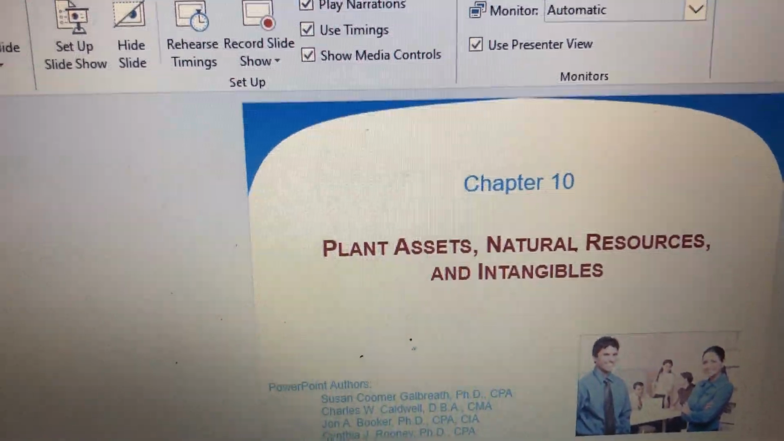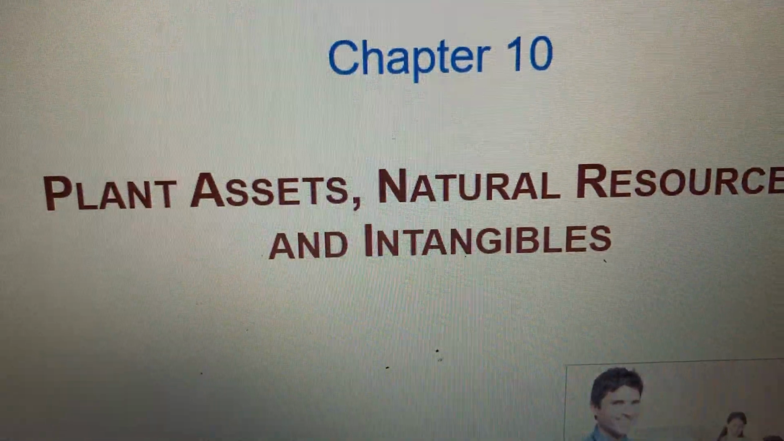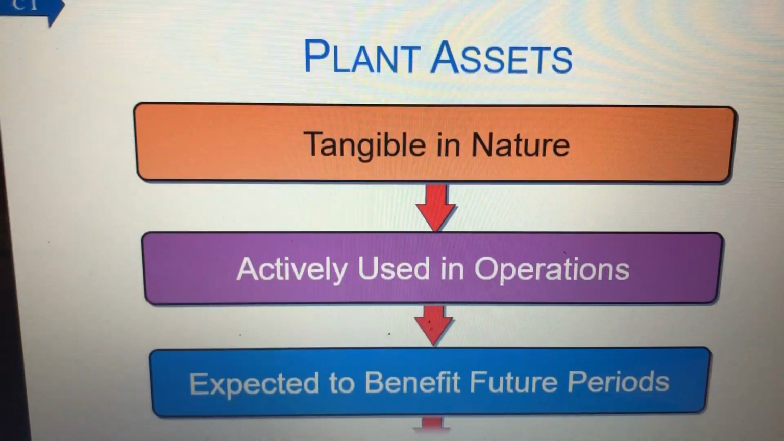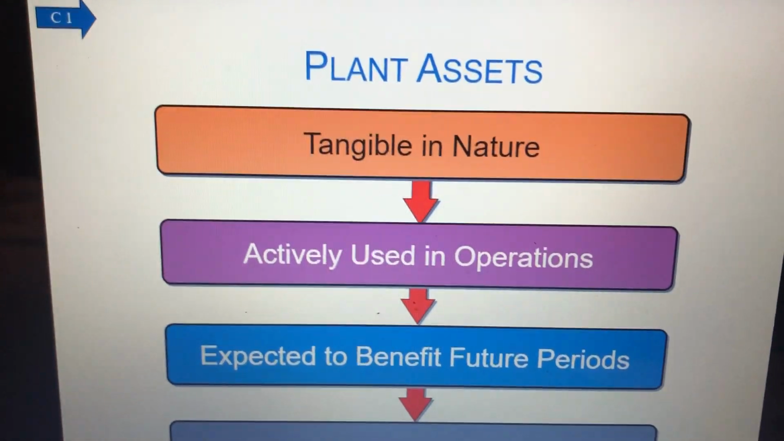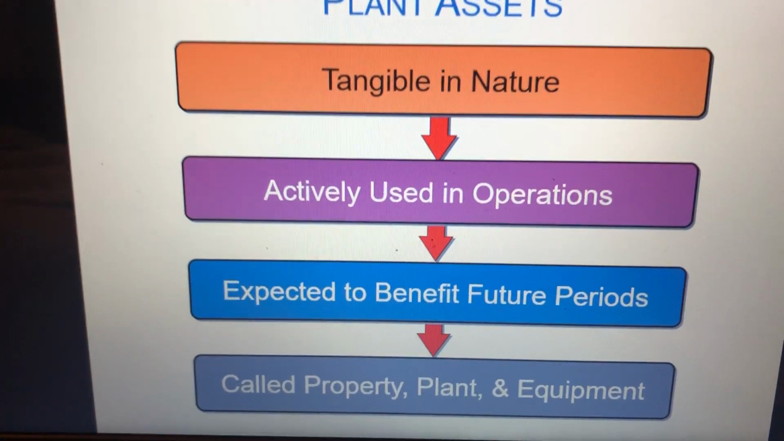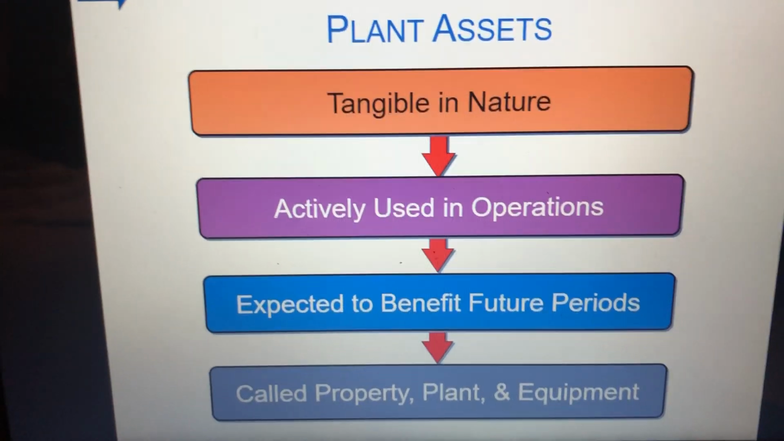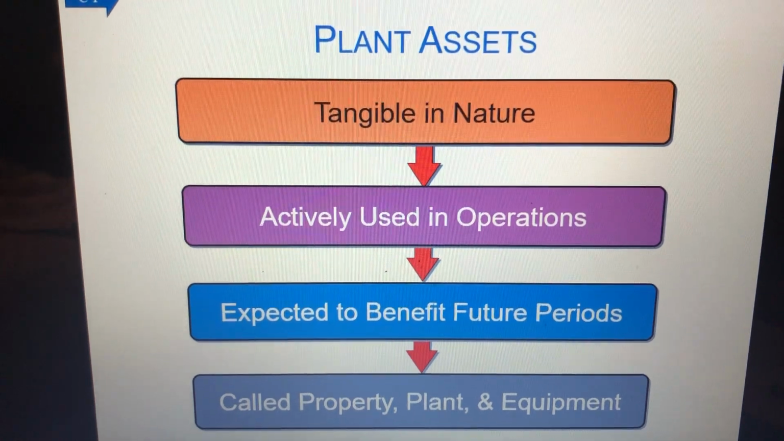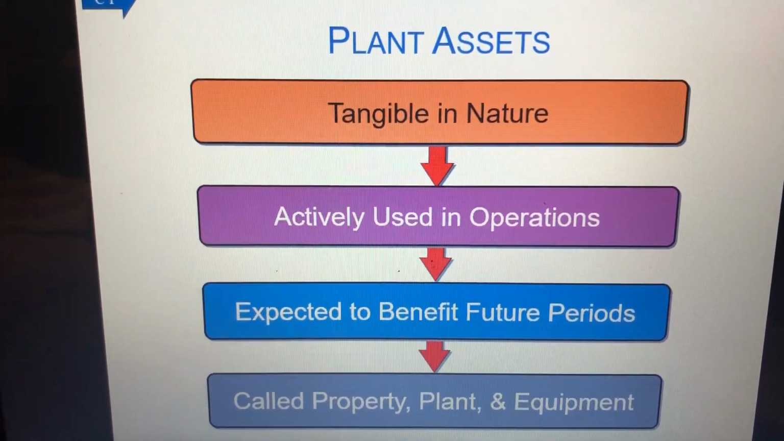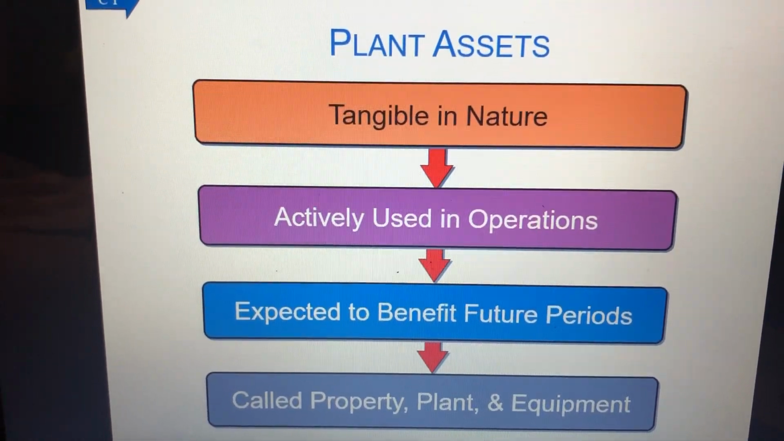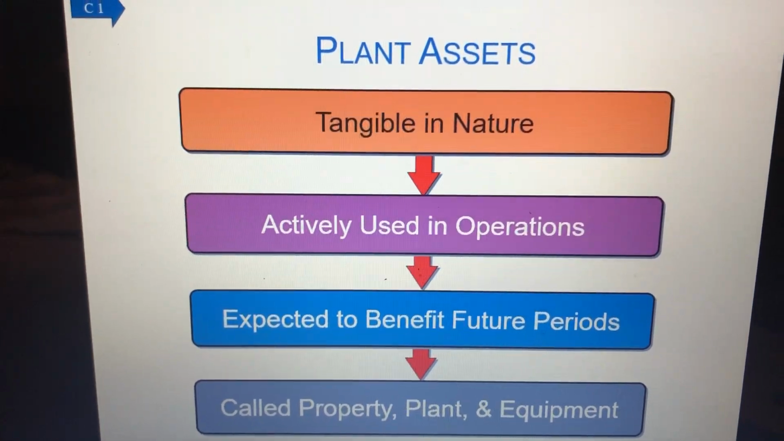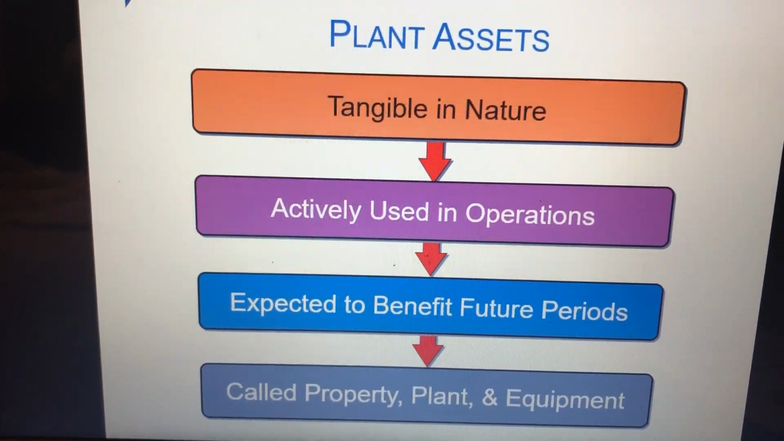First of all, a definition of plant assets would be that they are tangible. You can see and feel them. You use them in operations, manufacturing or selling your product. You do expect to use them over a period of time, much longer than a year, and we refer to them as either property, plant, or equipment, or all of those combined.